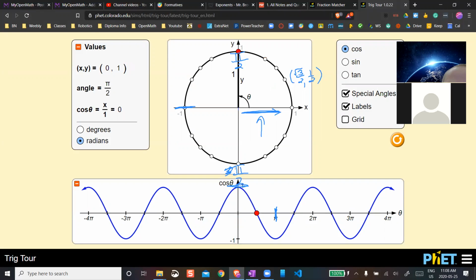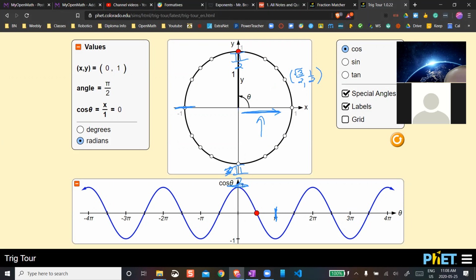Right when I bring it up to pi over 2, I have no more x value, right? I've got no more cos value. So that makes sense. I'm right on the line, right? It's 0 at pi over 2. So the cos graph is 0 at pi over 2.